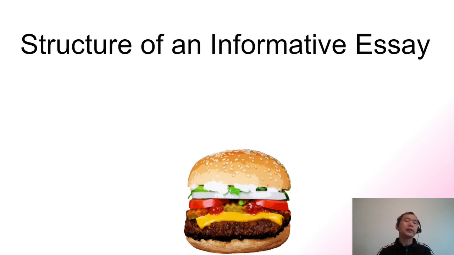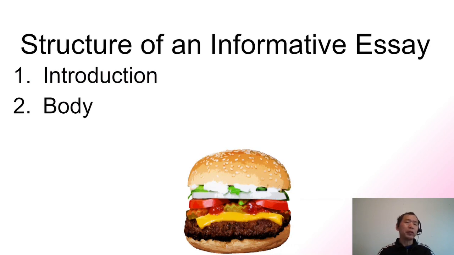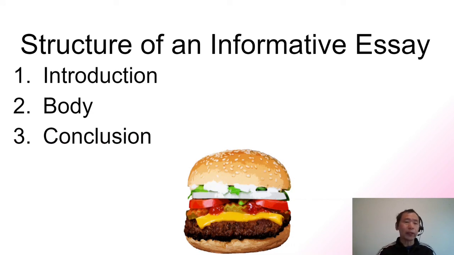Now let's summarize the structure of an informative essay. Yes, it's like a hamburger. There are 3 layers. The first layer is the introduction. And the major part of the writing is the body. That's from 1 to 3 paragraphs. And then finally, you have the conclusion. You summarize the whole writing.